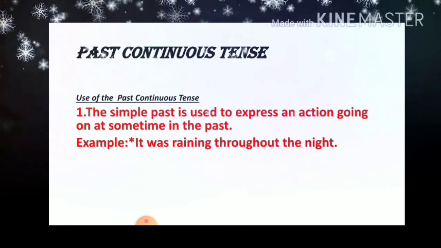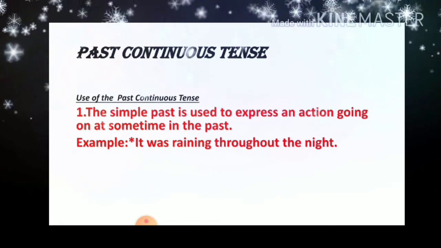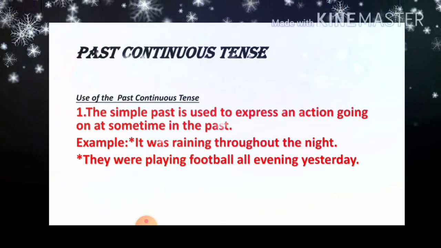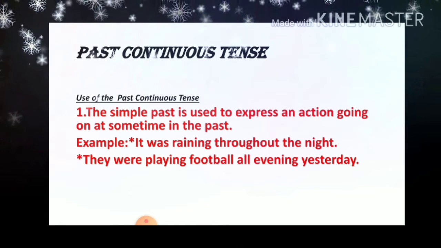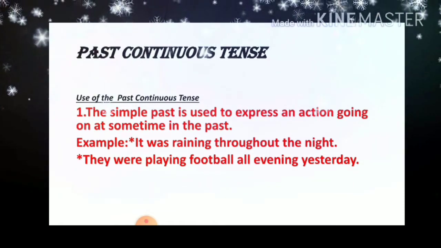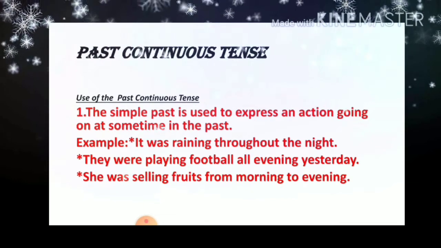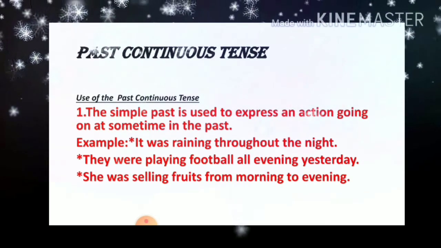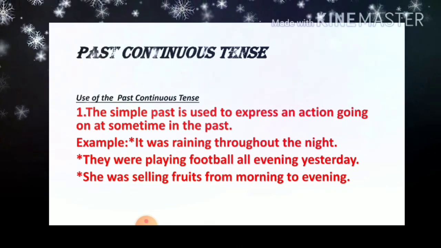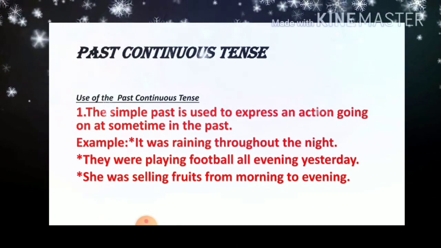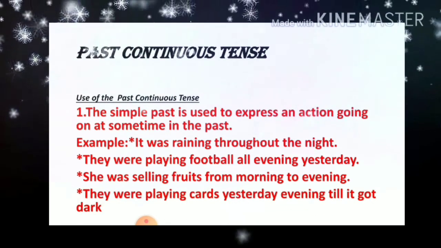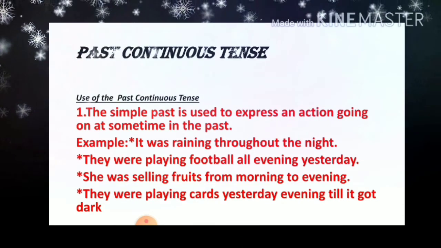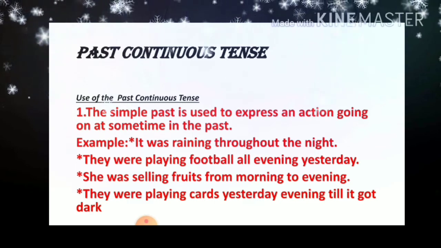So here the raining was continuing at the time of speaking in the past. In a similar manner, they were playing football all evening yesterday. So here too the task of playing football was incomplete and was going on in the past. Similarly, she was selling fruits from morning to evening. Here is also the same case: the selling of fruits was going on in the past. Next, they were playing cards yesterday evening till I got tired. In the same manner, the activity of playing cards was incomplete and was going on at a particular time.